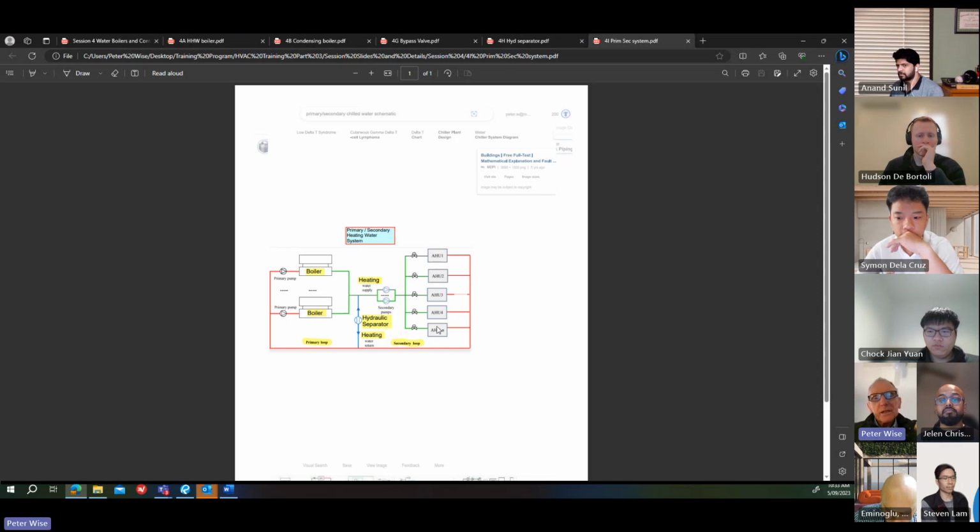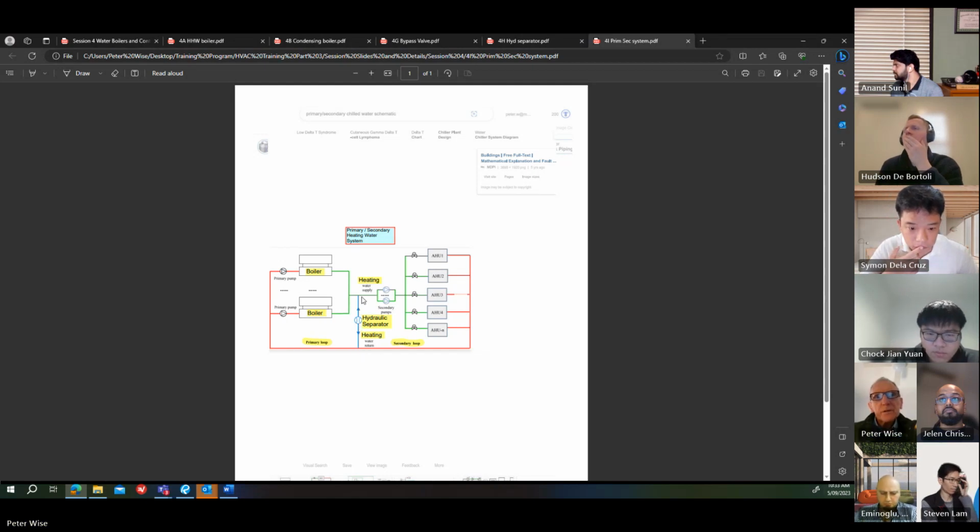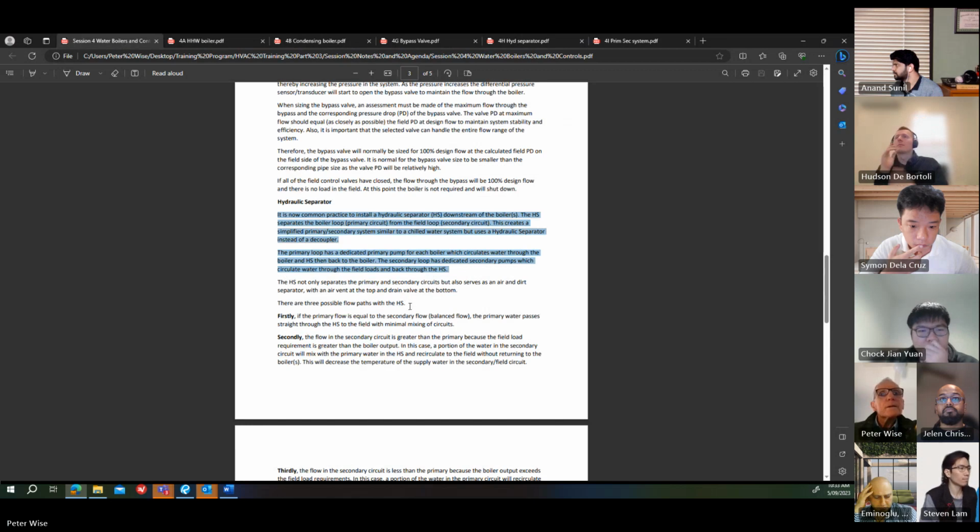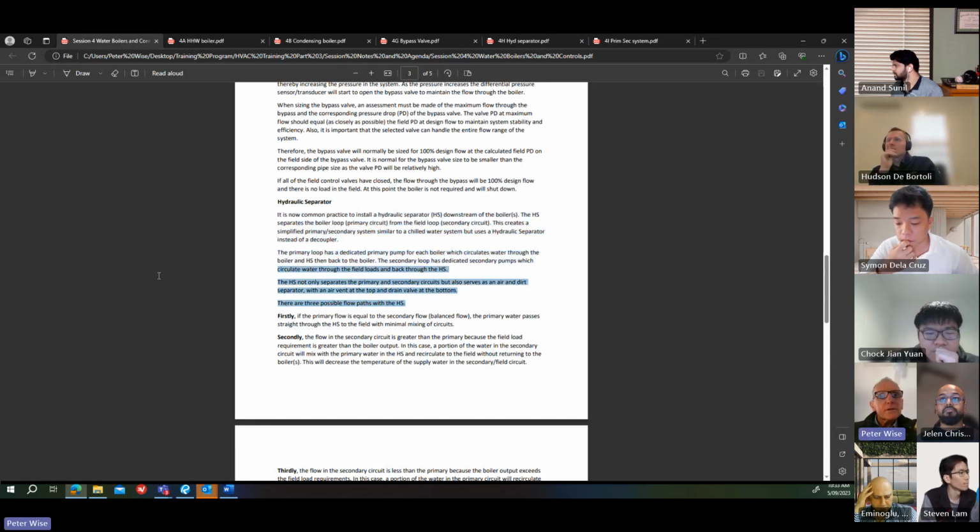The secondary loop, which has got the air handling units, fan coil units and so on, has its own set of pumps. Goes out through the air handling units, back to the boiler, but can now also circulate back through the hydraulic separator. So I'll talk some more about that. The hydraulic separator not only separates the 2 circuits, but also serves as an air and dirt separator, which I mentioned before. There are 3 possible flow paths within the hydraulic separator.